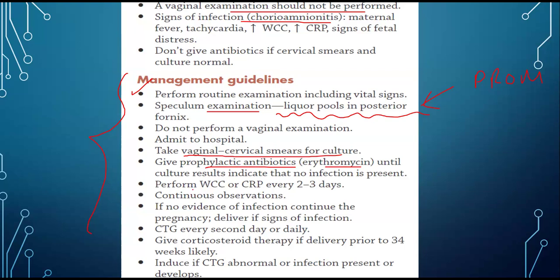Then you need to continuously check the blood for any sign of infection. If no evidence of infection, you can continue the pregnancy until 36 weeks. If by 36 weeks there is no onset of labor, then by 36 weeks you will do induction of labor. So you don't actually reach up to 37 weeks for premature rupture of membrane. By the time it is 36 weeks, you will go for induction.